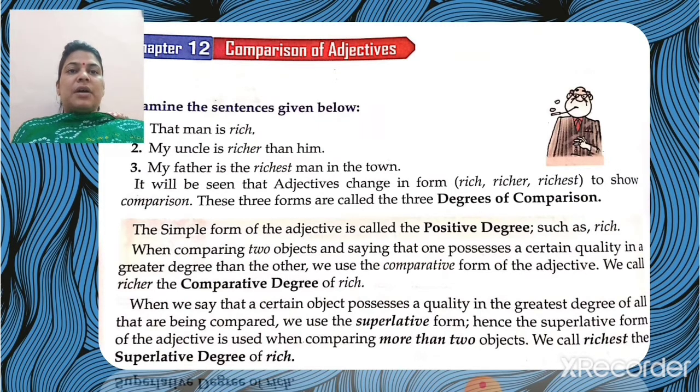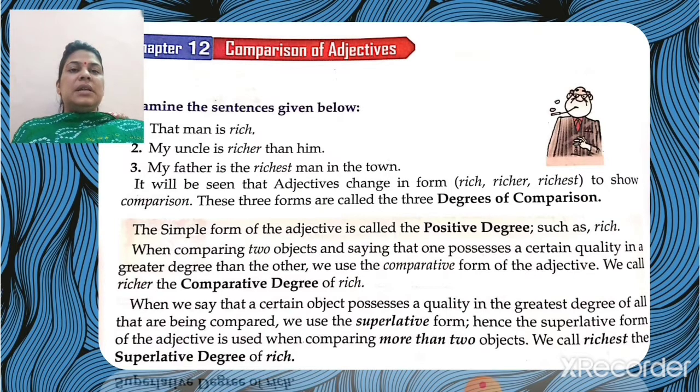Then, my father is the richest man in the town. There are many people, and among them, my father is the richest. So, this is the superlative degree. You can find ER in the comparative degree, and EST in the superlative degree. Than is used in the comparative degree, the is used in the superlative degree.